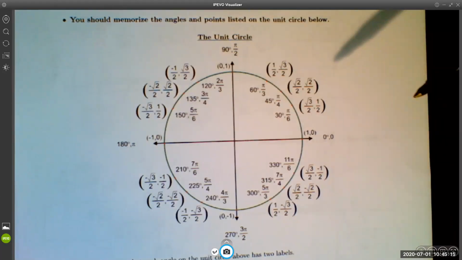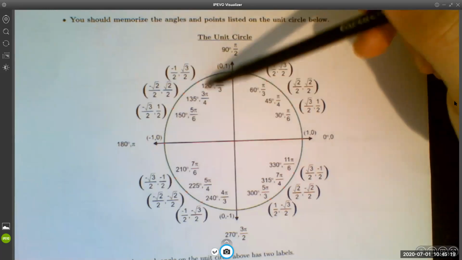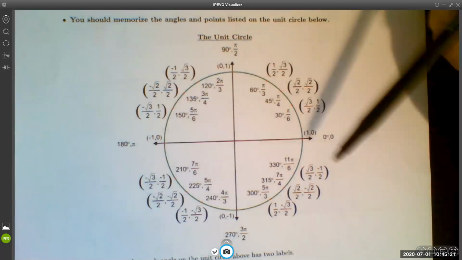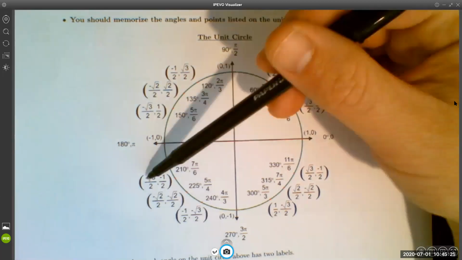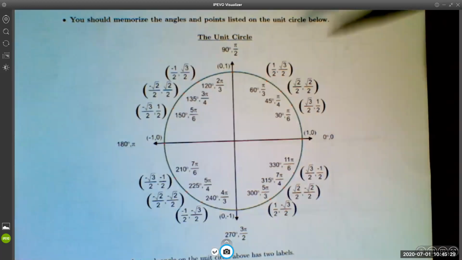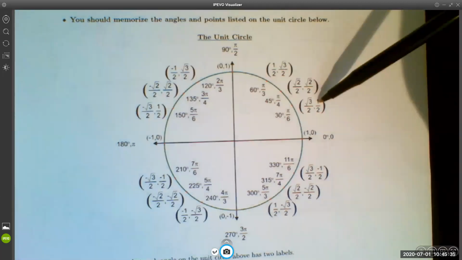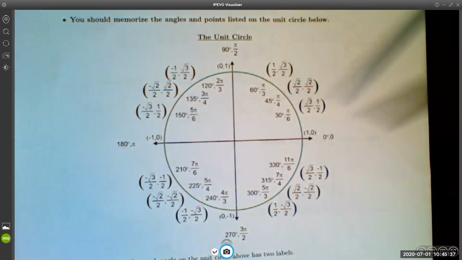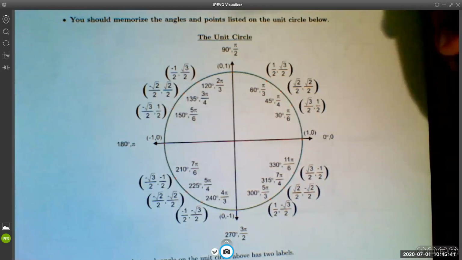Because what this allows us to do is say stuff like sine of 120 degrees is root 3 over 2, or cosine of 210 degrees is negative root 3 over 2, right? So that's how we use the unit circle to determine values of sine and cosine. But these numbers themselves, they're just memorized, right? You just have to memorize them however you do that.